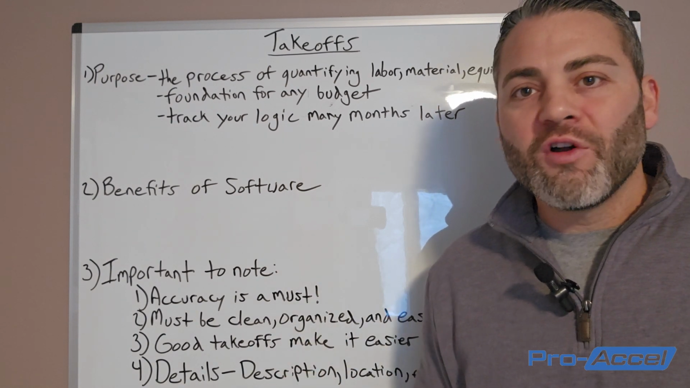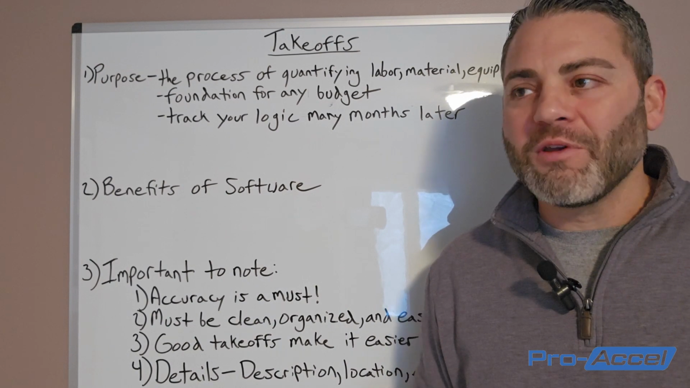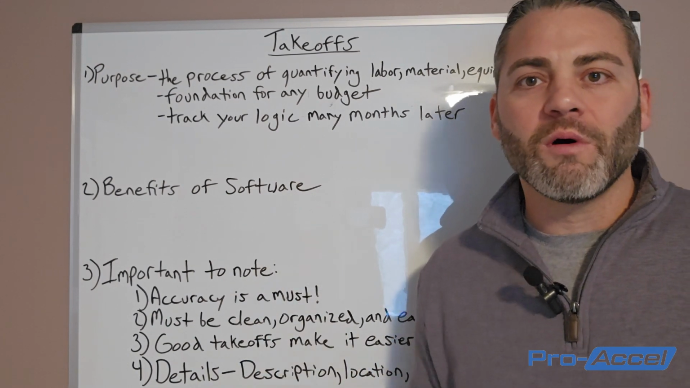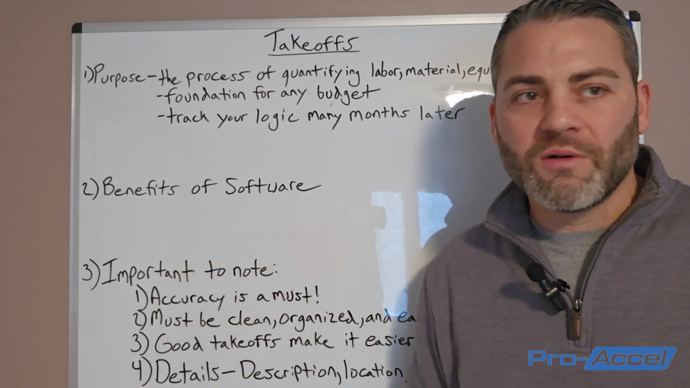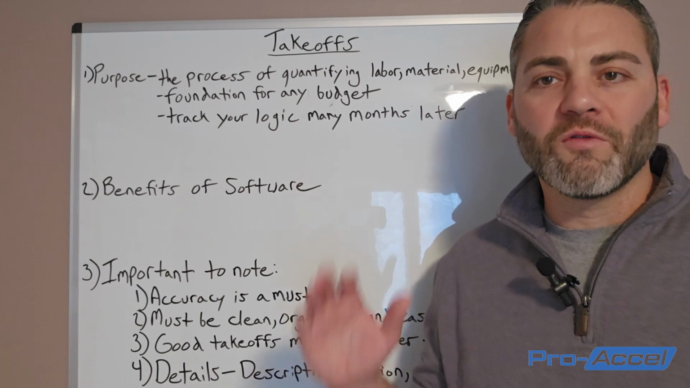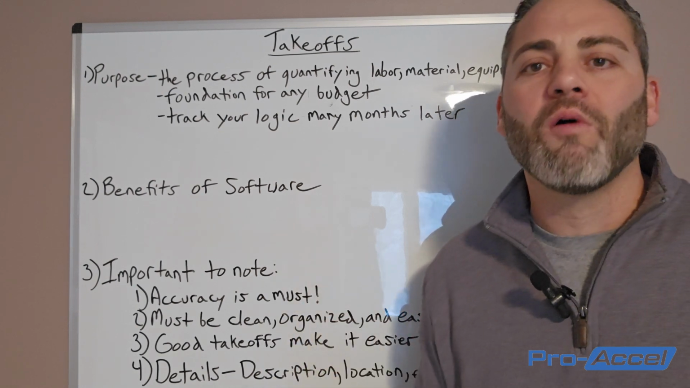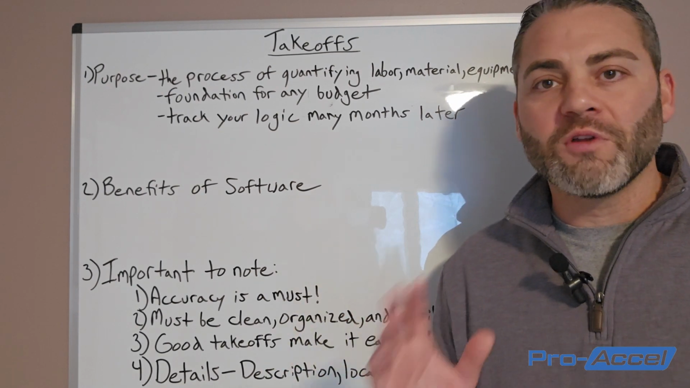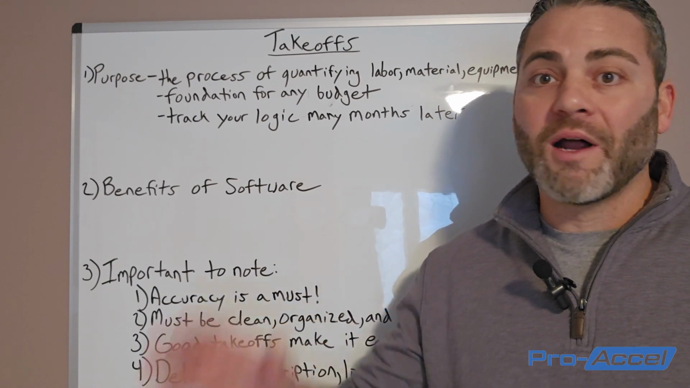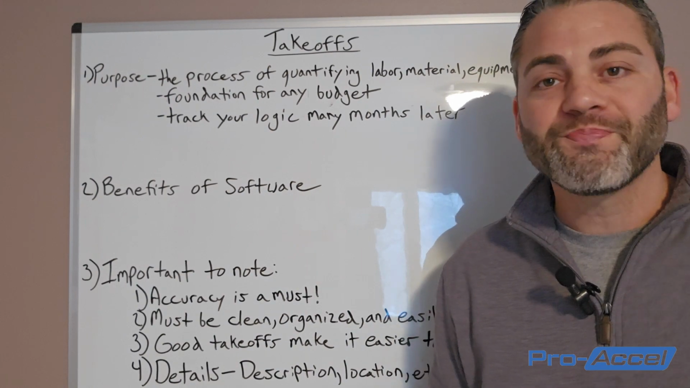You have 3,000 cubic yards of concrete, but you just don't understand how you came up with 3,000, because now 6 months later, everyone's like, well, I'm coming up with 3,500. I'm coming up with 2,800. Well, how did you come up with your 3,000? So it's really important to do a good takeoff. And it's a great way for you to track your logic many months down the line, because many months down the line, you're going to be working on many more projects, right?